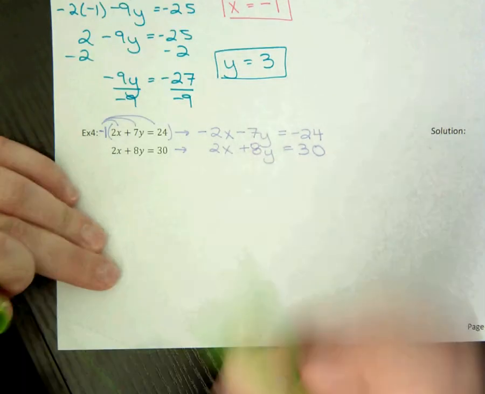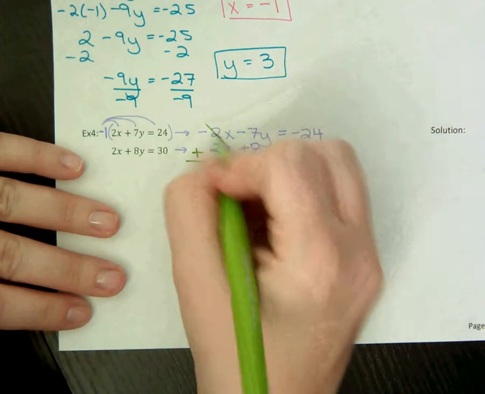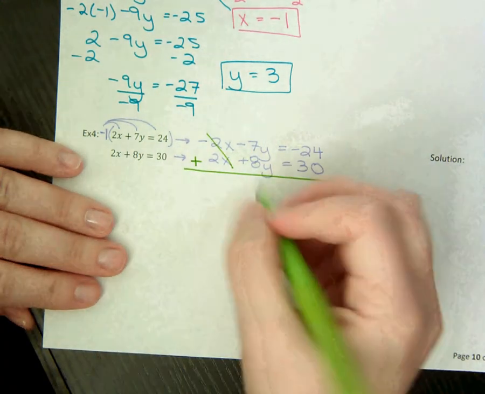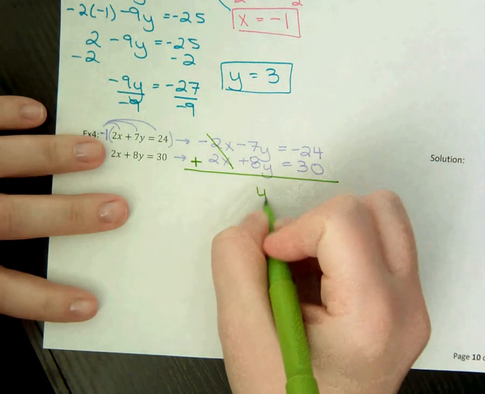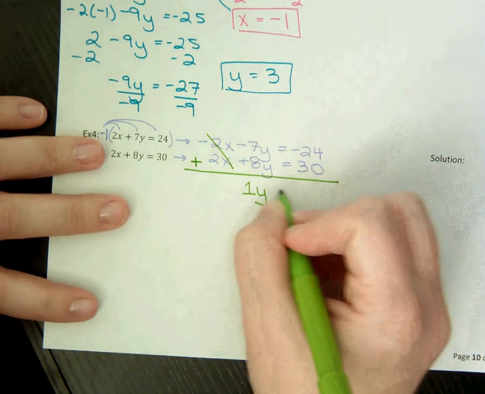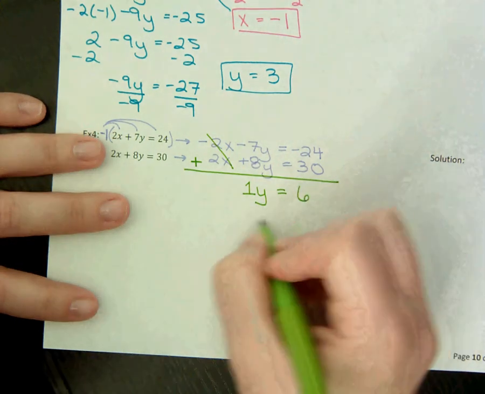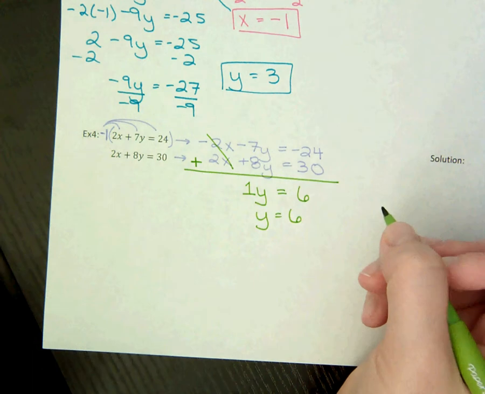Then we will draw our line, stack and add. It's going to eliminate the x variables. Negative 7y plus 8y is just going to give us y, or you can write 1y if you want to. Negative 24 plus 30 is going to give us 6. So we should just get the answer. We don't even have to divide.